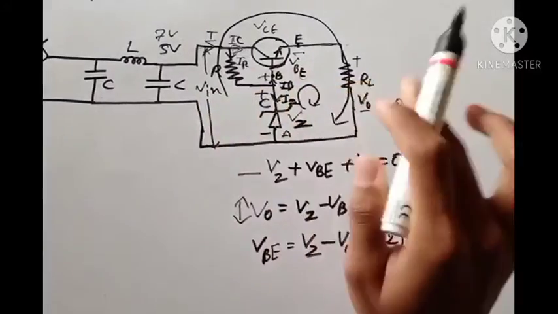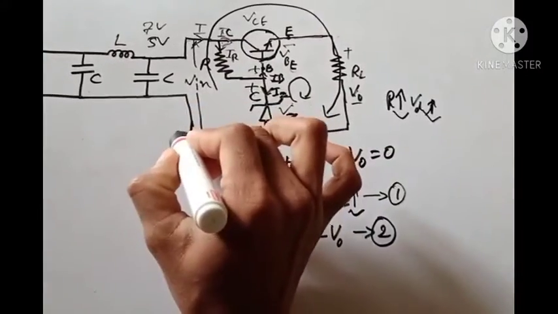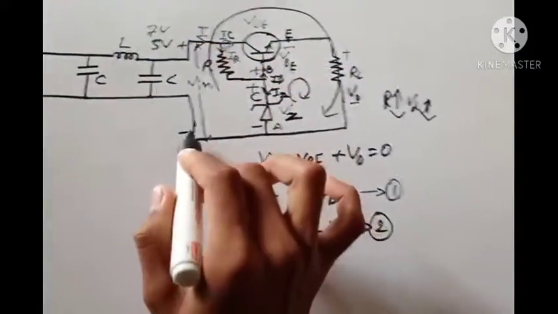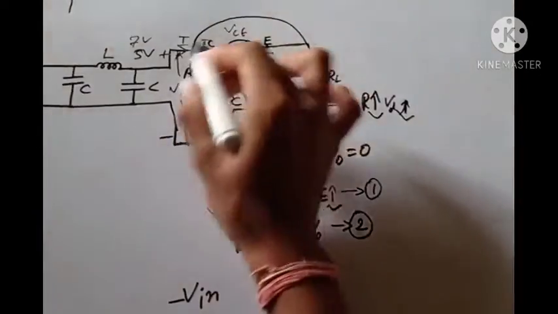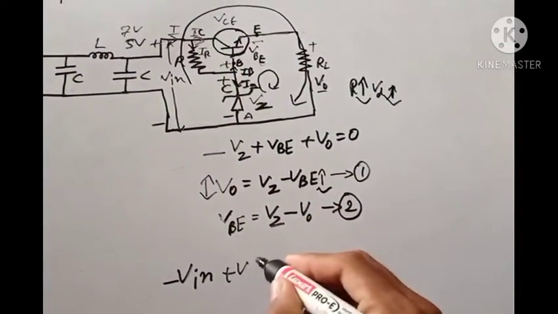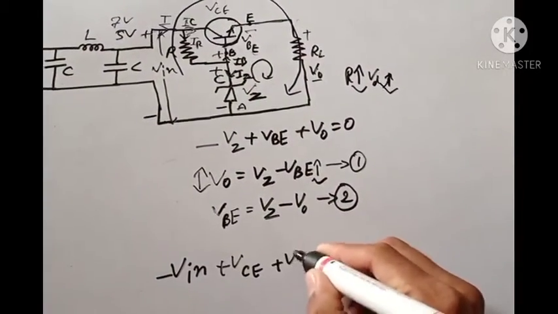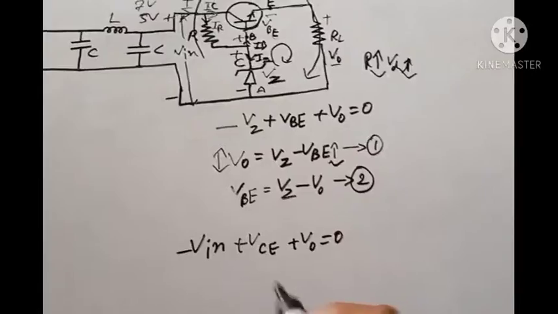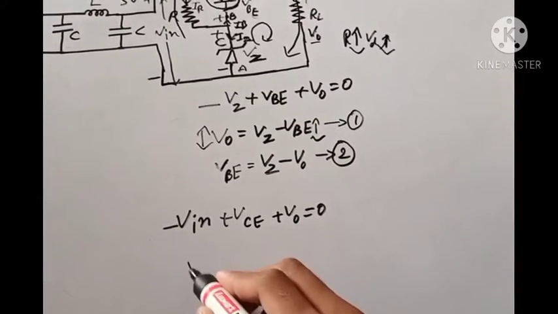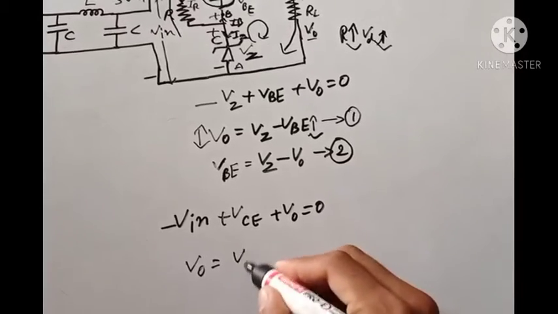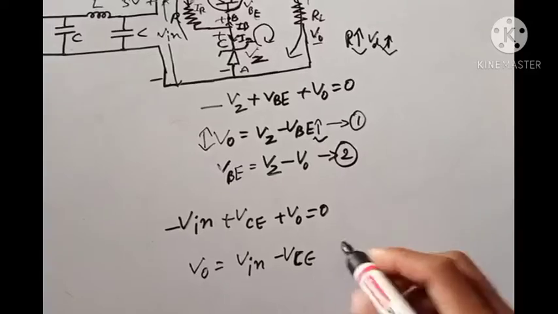So draw a KVL equation from the input to the output through the VCE voltage. So what are the terms? Minus Vin plus VCE plus Vout equal to 0. So we need to find the Vout voltage. So Vout equals Vin minus VCE. Let it be equation 3.